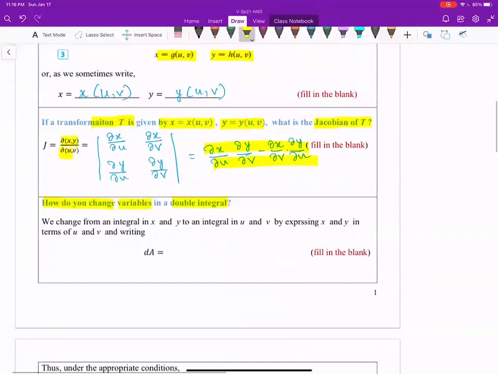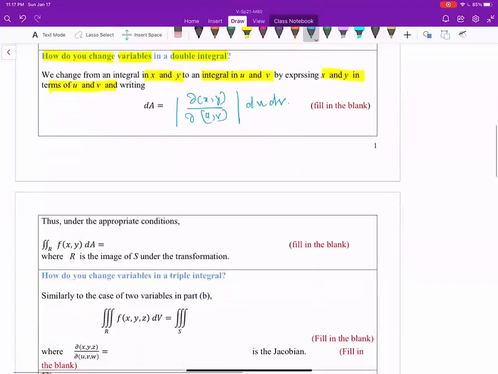How do you change variables in a double integral? We change from an integral in x and y to an integral in u and v by expressing x and y in terms of u and v and writing dA equal to the Jacobian, partial (x, y) over partial (u, v), du dv. In other words, dA is the Jacobian times du dv.